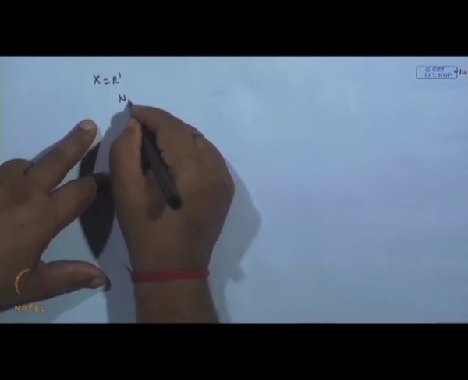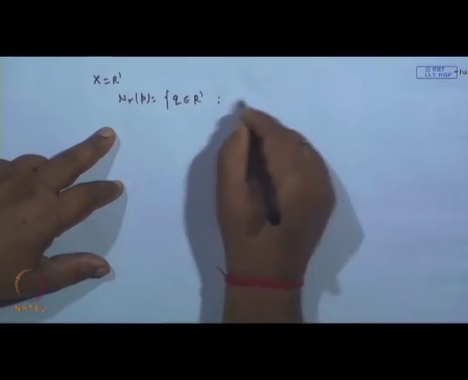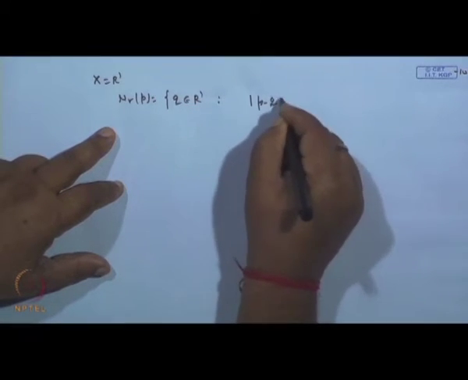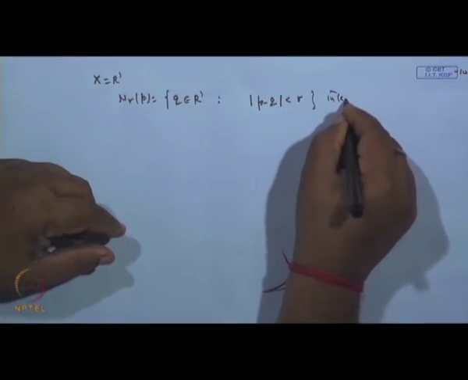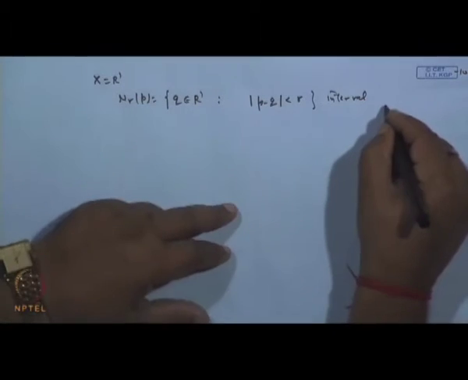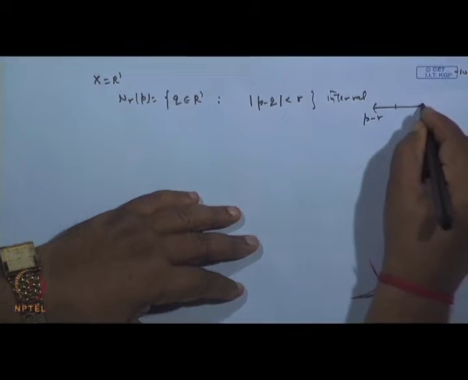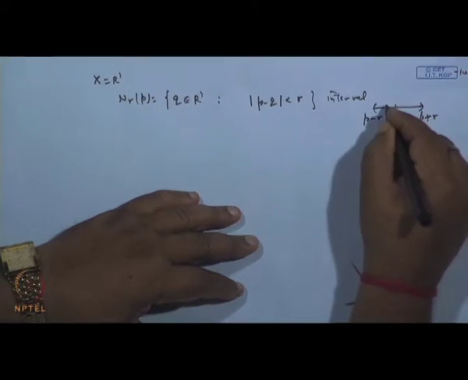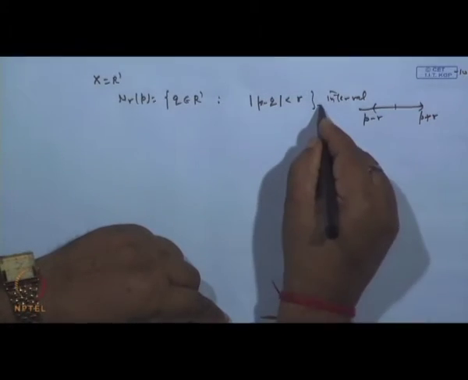So, for example, in case of the real line, if X is R1, then this neighborhood N_r(P) is nothing but what? Q belonging to R1 such that mod of P minus Q is less than r. That is, it is an interval lying between P minus r to P plus r, and Q will be a point somewhere here. So, this is the interval.